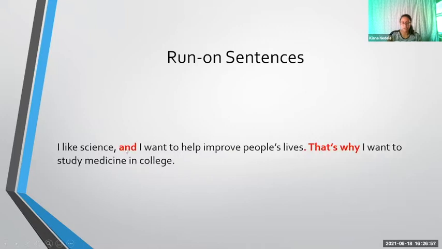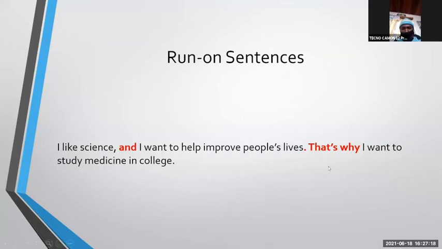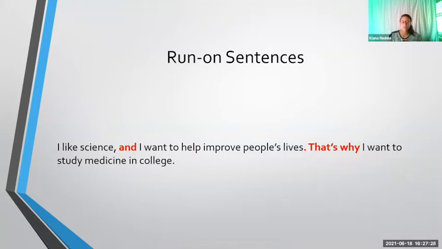Now, I added the word and, right? Because that's how we can connect two similar ideas. The third part of the sentence, I made into a new sentence. So I added a period, and that's why. Why do you think I separated the sentences this way? Why not say, I like science? I want to help improve people's lives, and I want to study medicine.